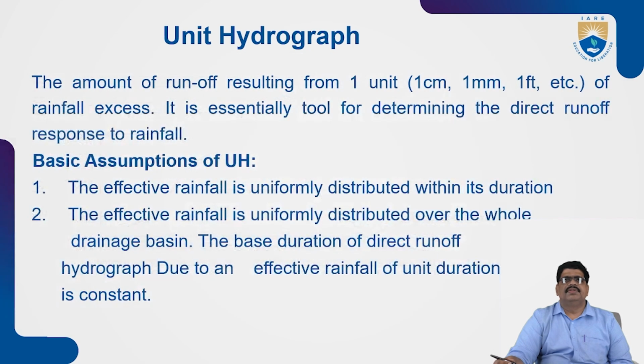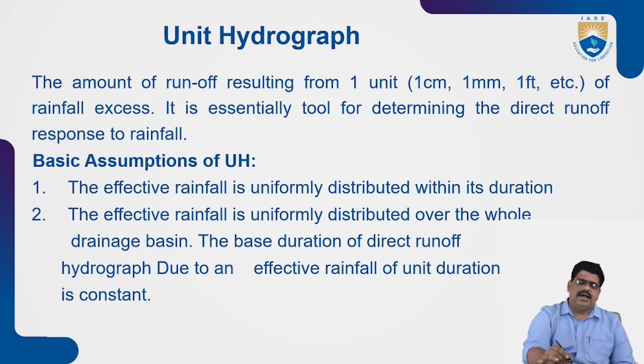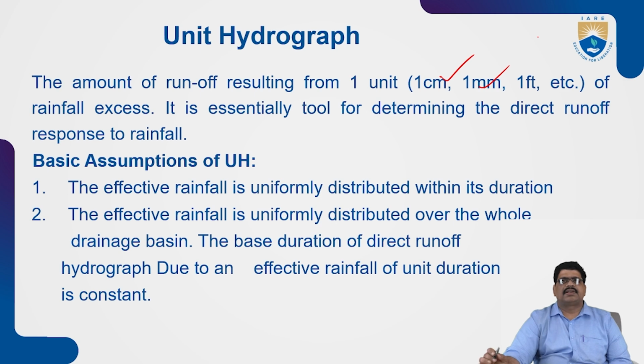So what are the basic assumptions of the unit hydrograph? The effective rainfall is uniformly distributed within the duration. That is the basic fundamental of the unit hydrograph. The amount of runoff resulting in 1 unit hydrograph, whether it is 1 centimeter, 1 mm, 1 feet, etc., the effective rainfall is assumed to be uniformly distributed within the duration. That is the unit hydrograph.